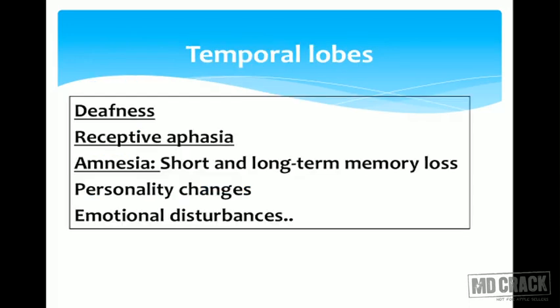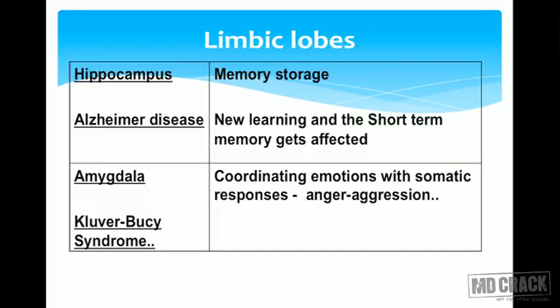Temporal lobe: important signs of temporal lobe lesions are deafness, receptive aphasia, amnesia, where there is short-term and long-term memory loss, personality changes, and emotional disturbances.